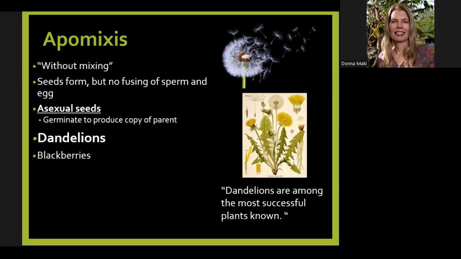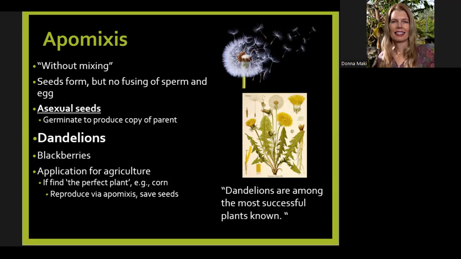And so a lot of plant scientists are really interested in this because they are like, well, if we figure out the perfect plant, the corn industry is really looking at this because growing corn is kind of a hassle. But if you find the perfect corn plant and you could get it to form apomictic seeds, then you could have a reliable corn crop year after year after year.